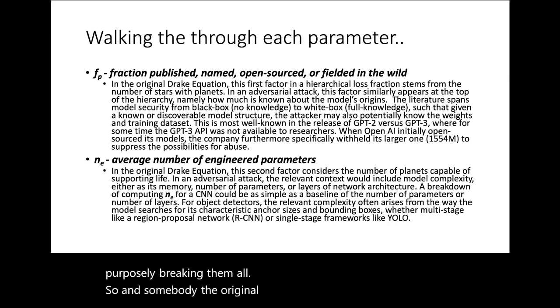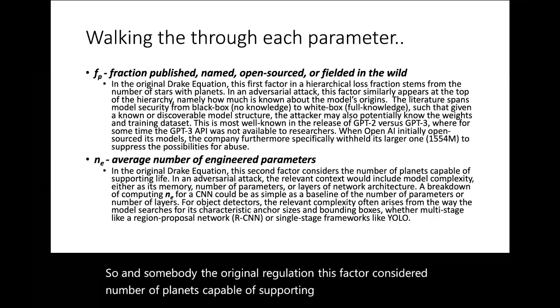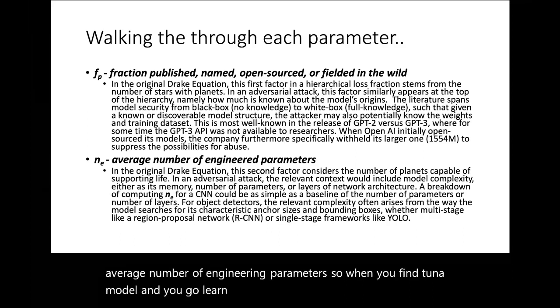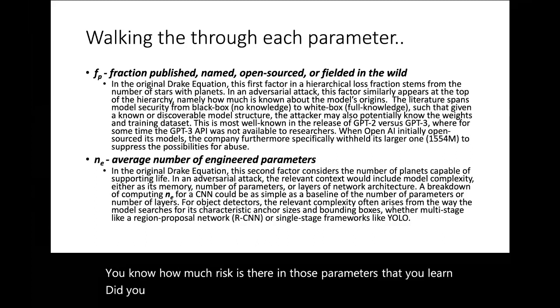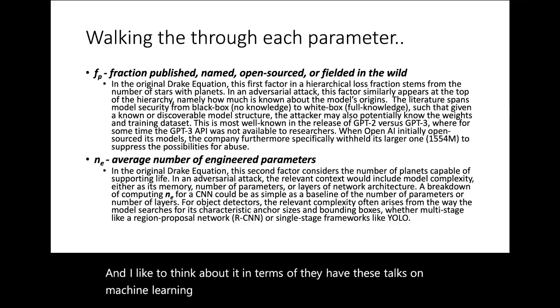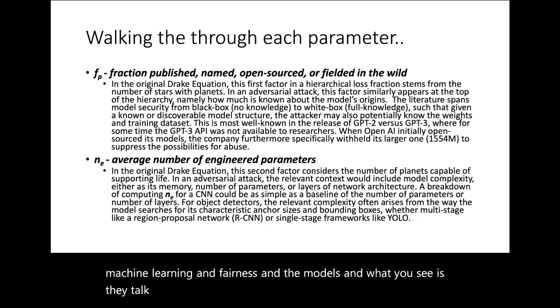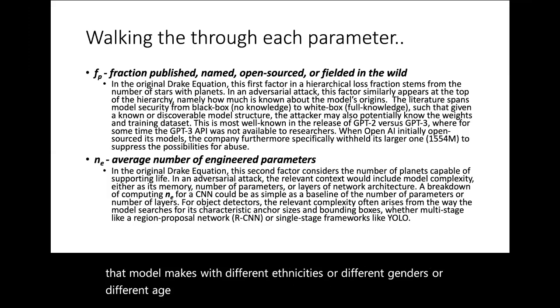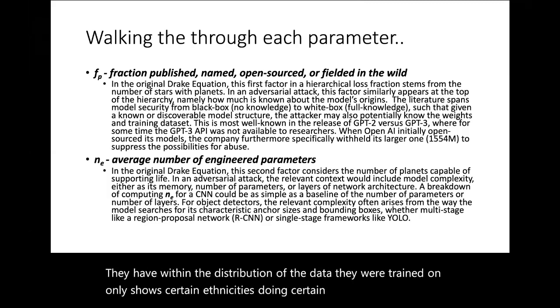So, the original Drake equation, this factor considered number of planets capable of supporting life. We're looking at the average number of engineered parameters. So when you fine tune a model and you go learn some parameters, how much risk is there in those parameters that you learned? Did you learn something that actually opened you up to more risk? And I like to think about it in terms of, they have these talks on machine learning and fairness in the models. And what you see is they talk about the fact that there's all kinds of terrible associations that model makes with different ethnicities or different genders or different age groups, because the data they have within the distribution of the data they were trained on only shows certain ethnicities doing certain sports or certain genders doing certain things.